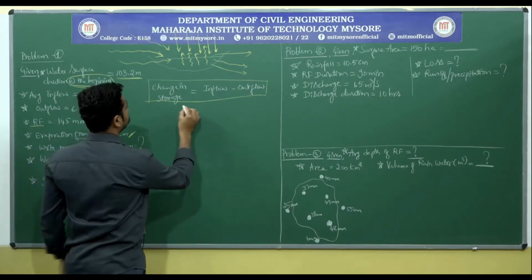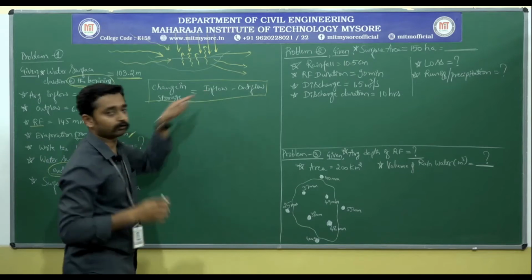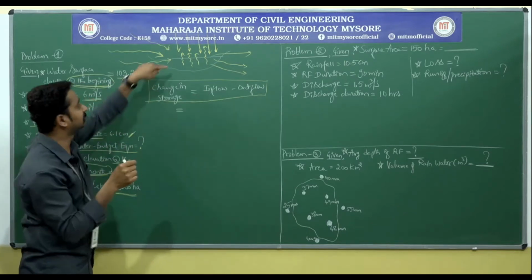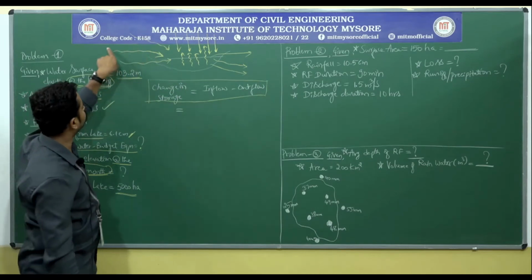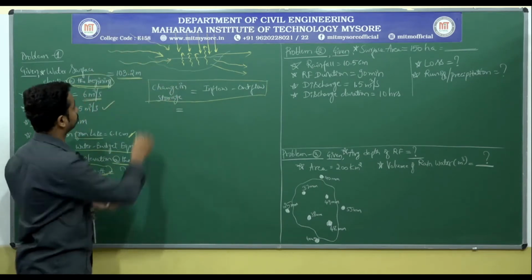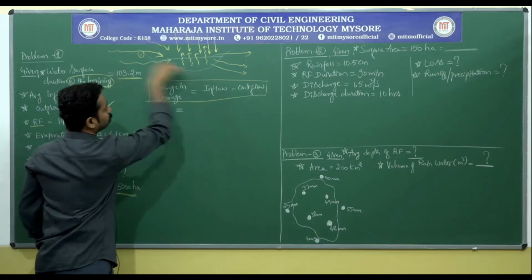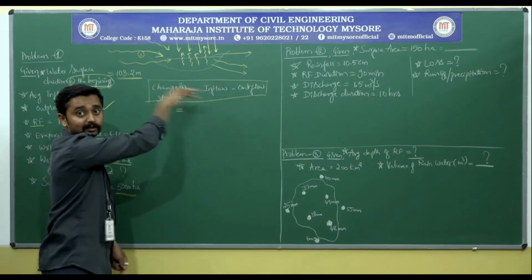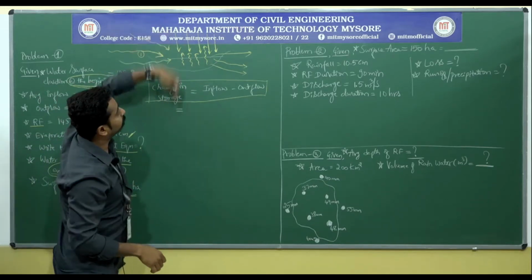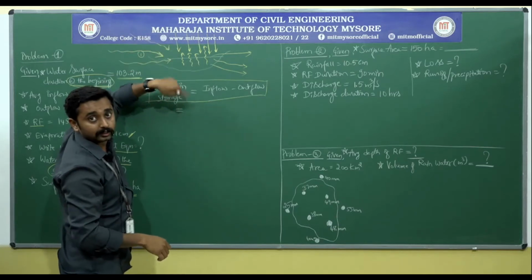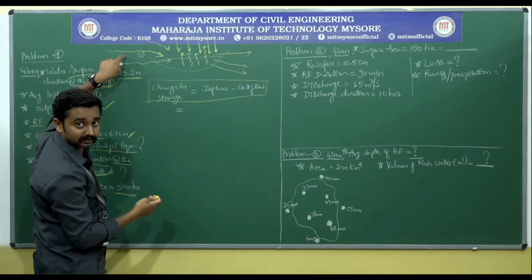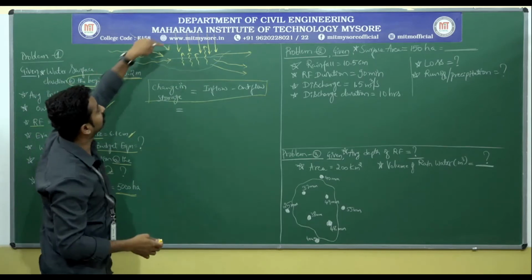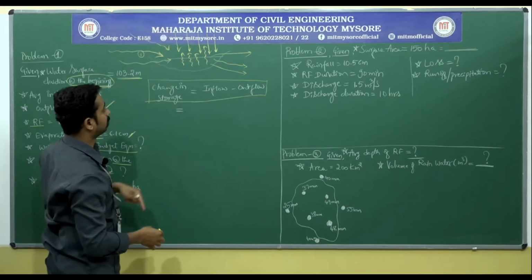Change in storage is equal to inflow minus outflow. What are the inflows for this lake? One is surface runoff, listen carefully. This is inflow to the lake. And there is one more inflow, that is rainfall. One inflow is surface runoff and another inflow is rainfall.